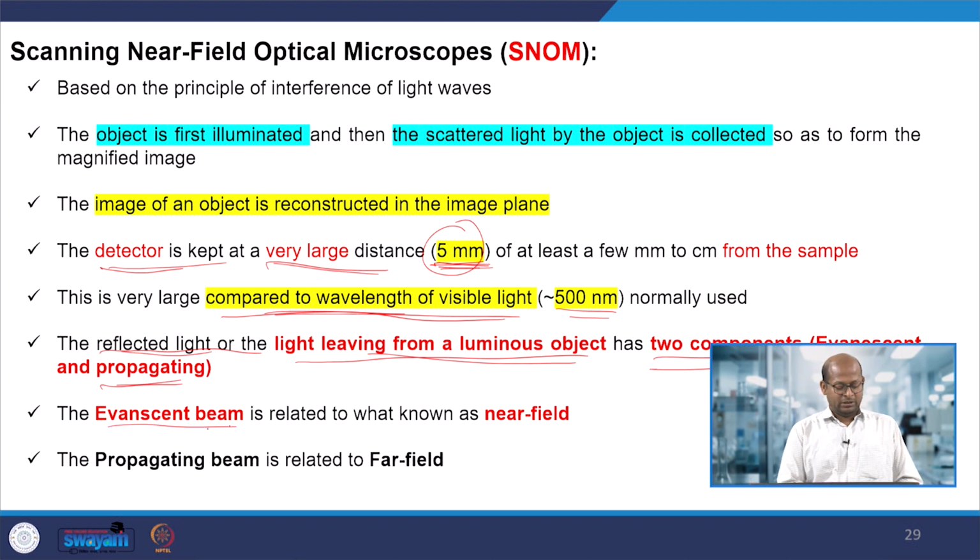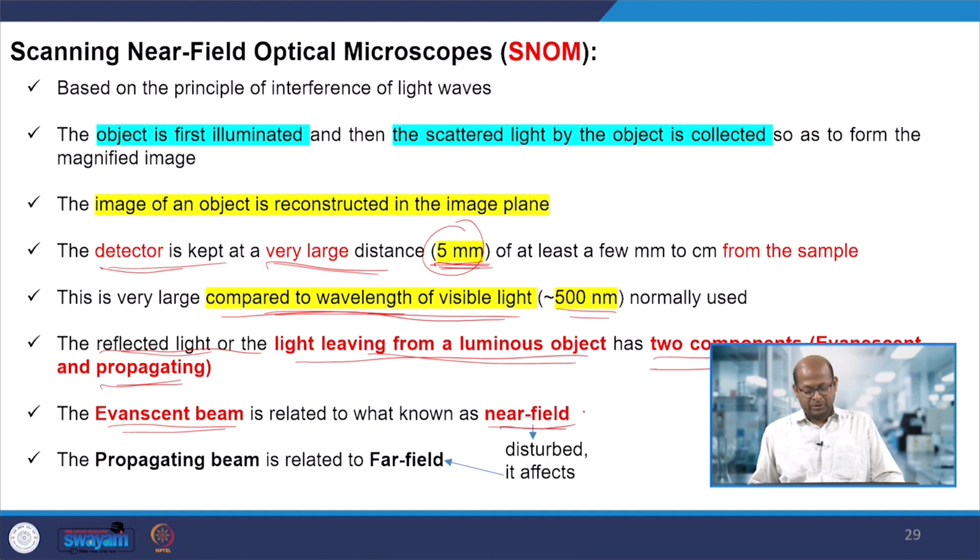This evanescent mode or evanescent beam is called the near field. When it is disturbed, it affects the far field. So far fields and near fields are both present. If we disturb the near field, at the same time the far field will be disturbed, and based on that we can get the image of the surface.